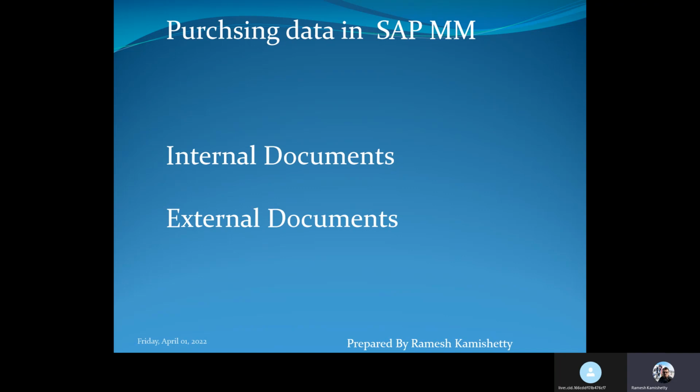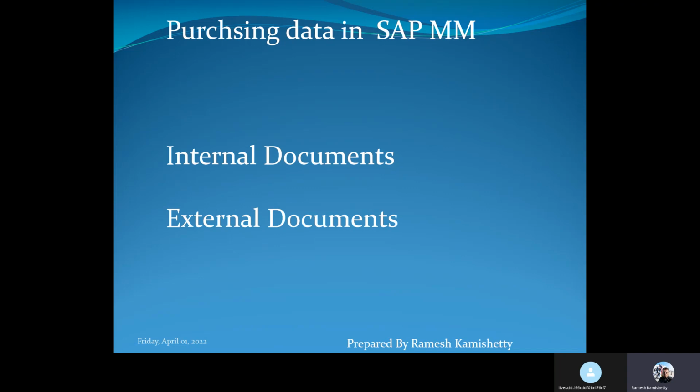The purchasing department can create the purchase order with reference to a purchase request or with reference to an RFQ. Otherwise, we can create it with reference to an old purchase order also. Otherwise, we can directly create it without any reference by entering the vendor, material, and the quantity. So this is called a legal document.